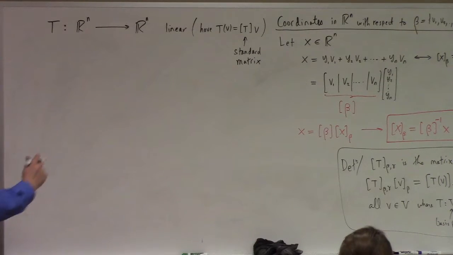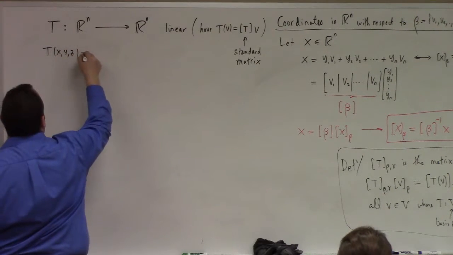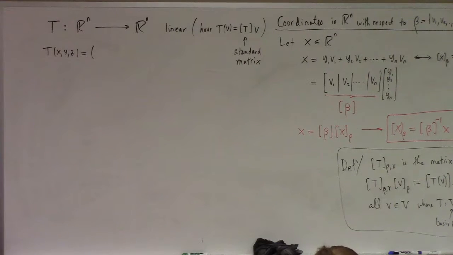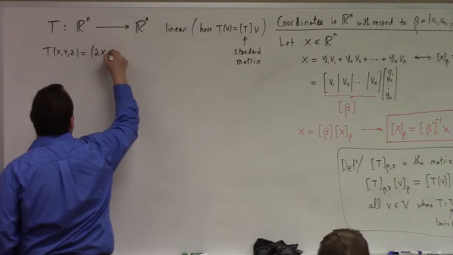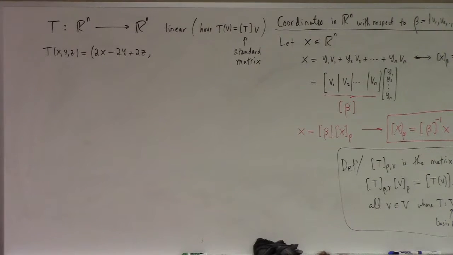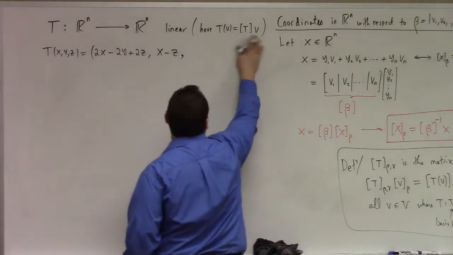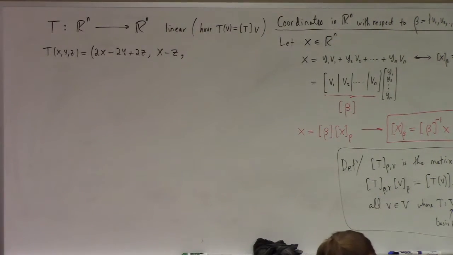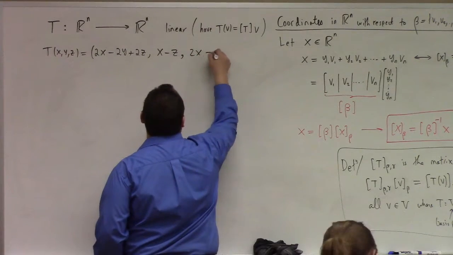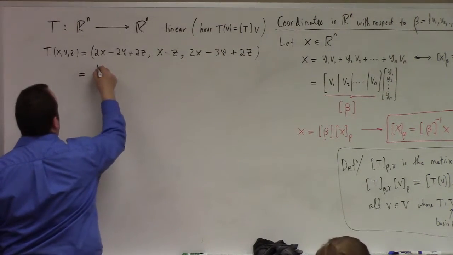Suppose we're looking at, for example, T of x, y, z equal to 2x minus 2y plus 2z. All right, x minus z, and for my third component, 2x minus 3y plus 2z. All right, so you guys can tell me what the standard matrix is here. That's not a big deal, right?